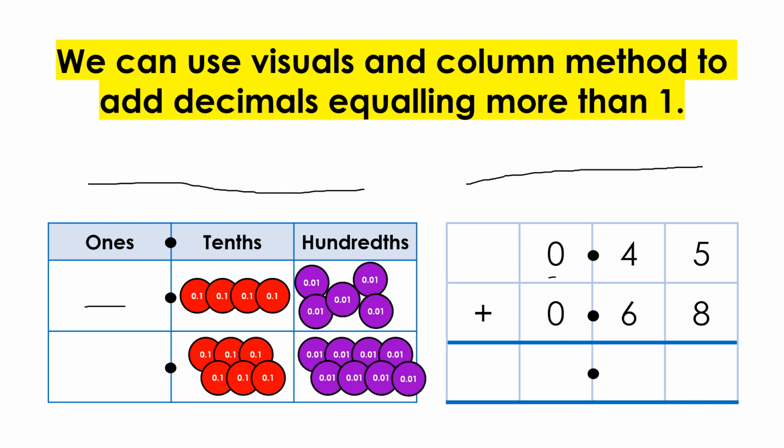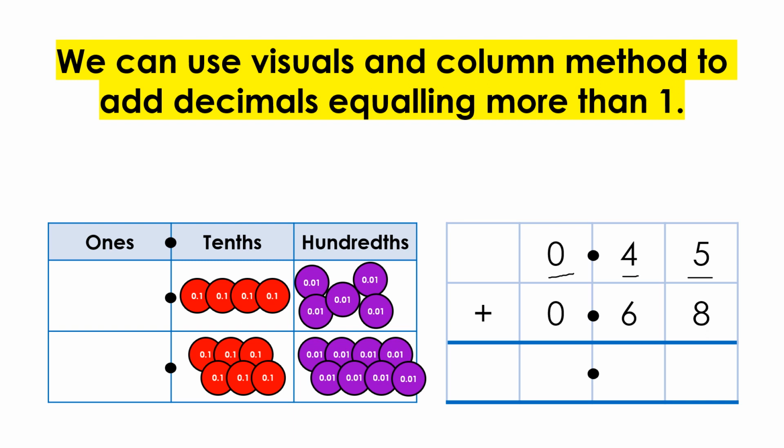So we have 0 ones here, we have 4 tenths, and we have 5 hundredths. What I want you to do is pause the video and have a go at either using the counters or the column method to help you answer this question. So pause the video now please and have a go.